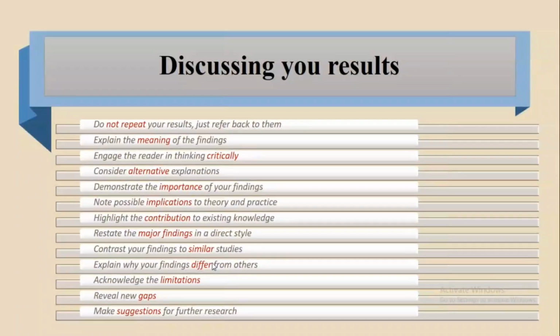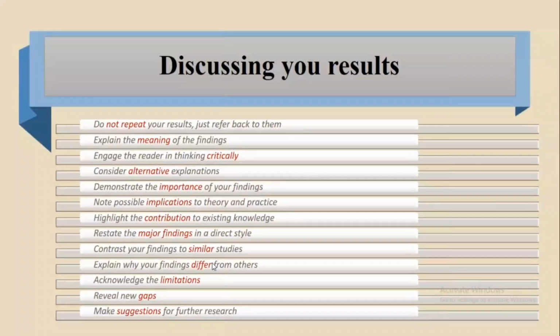Just consider any other researcher's explanation of these findings. Show them that you are balanced and you know that these findings can be explained in a different way.